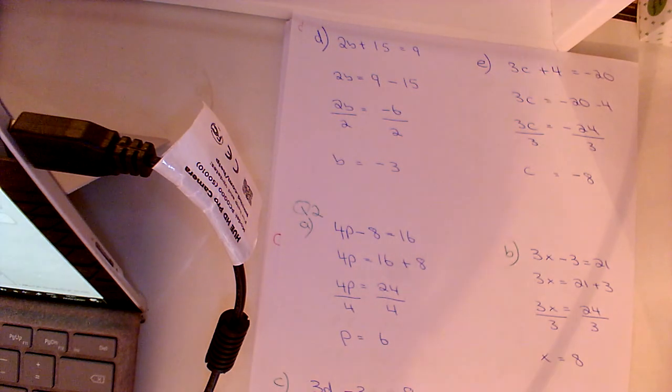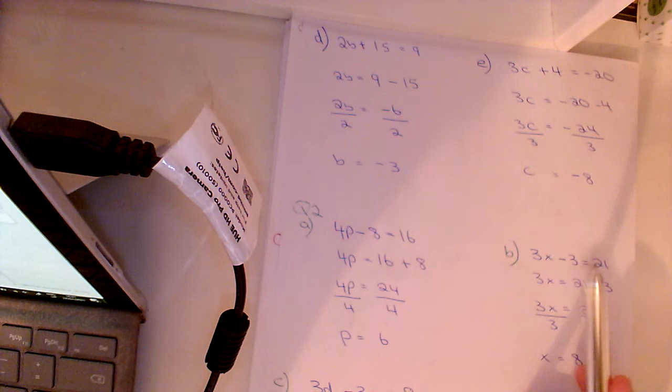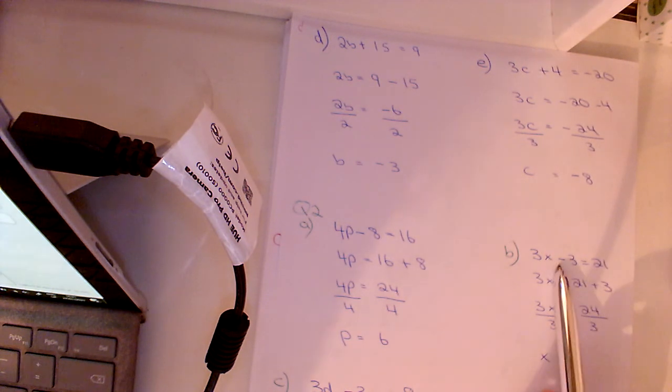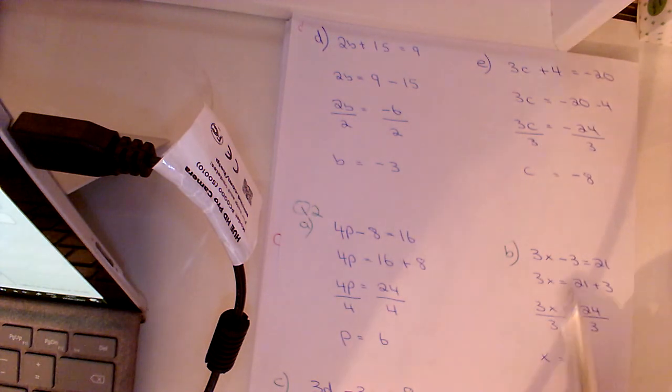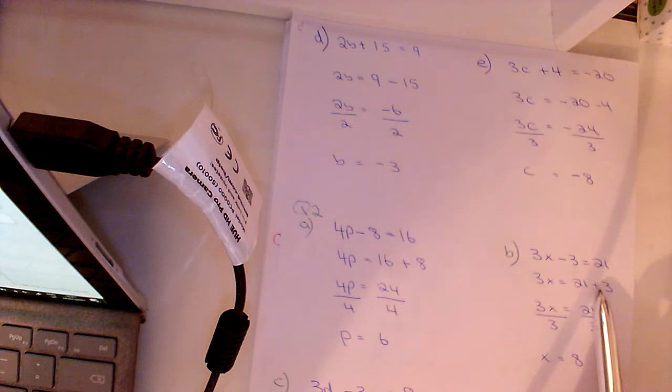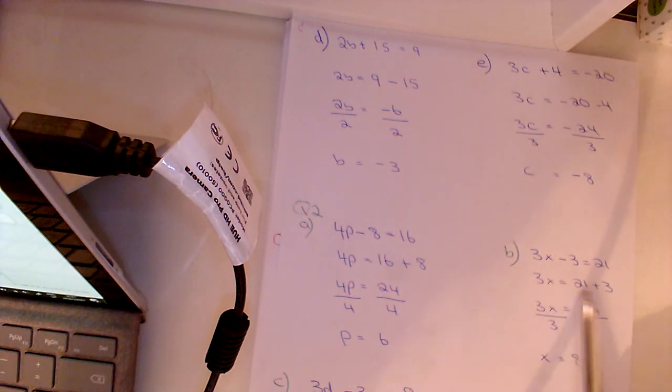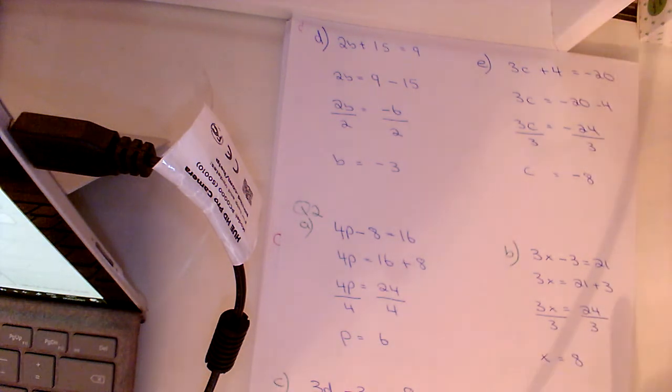Part B then, I have 3x minus 3 is equal to 21, so I need to have letters on the left, numbers on the right. So 3x is equal to, so 21 is on the right, this minus 3 needs to come over to the right hand side. When it crosses the equal sign, it becomes plus 3. So I have 3x is equal to 21 plus 3 is 24. I then need to divide across by 3, divide across by 3, and I get x is equal to 8.